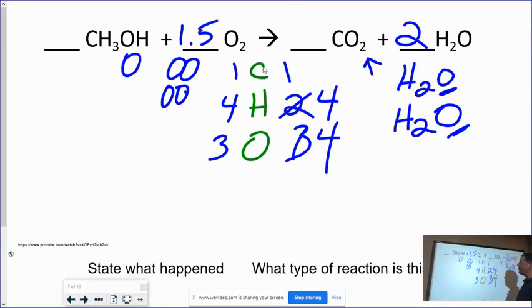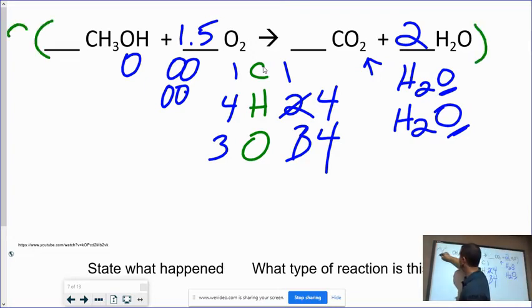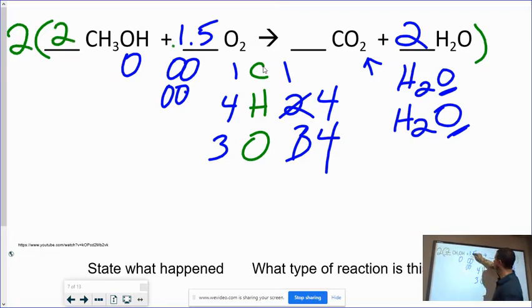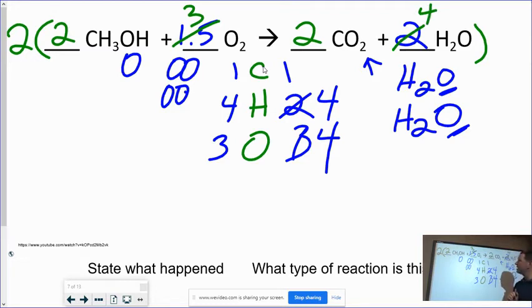We really can't have 1.5 molecules. So we multiply the whole thing by 2. And 2 times 1 is a 2. And 2 times 1.5 is a 3. And 2 times a 1 is a 2. And 2 times a 2 is a 4. You can see how I cross them out and I put the other numbers on top. It's easy to understand what's going on. Again, we're not going to worry about what happened with this reaction. This is a combustion reaction, though.